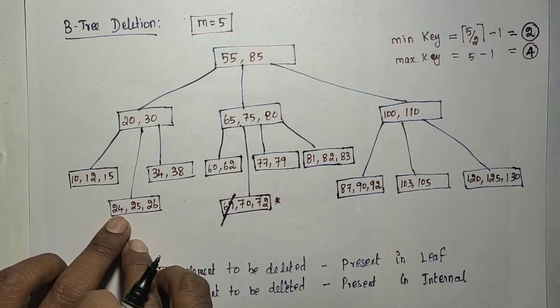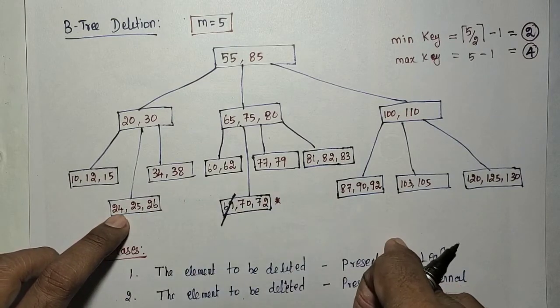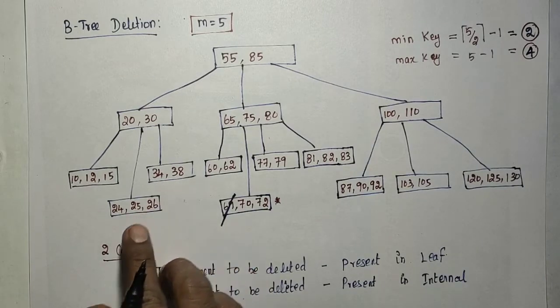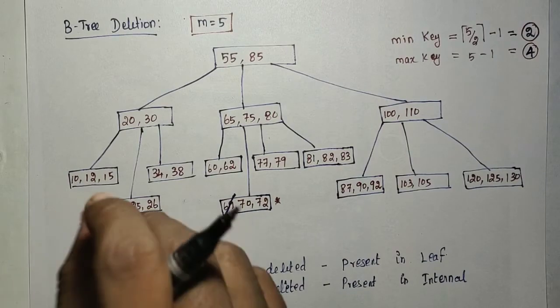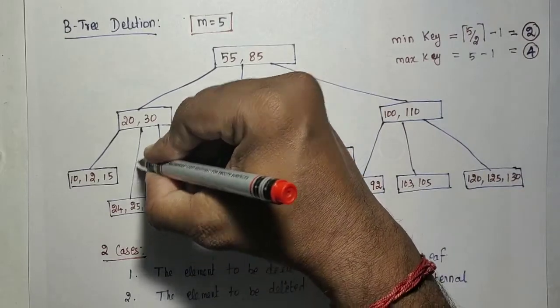So ask the left sibling for one node, one element, or ask the right sibling for one element. If both are not possible, you merge it. Okay, go forward, merge; that situation we'll discuss. Now, the left sibling is in a situation to give. Okay, it can give it. So simply I can give one element.